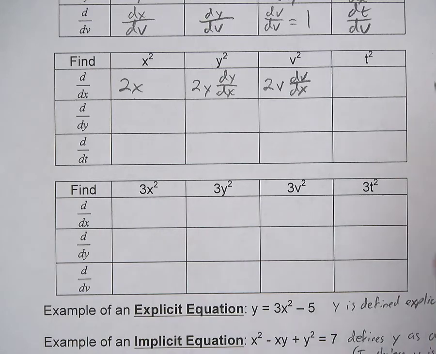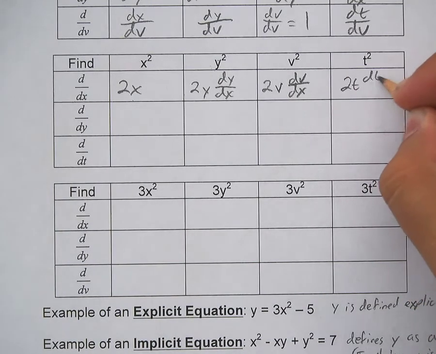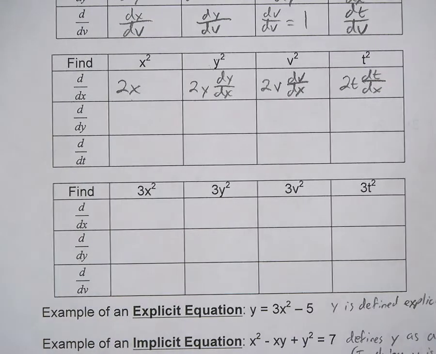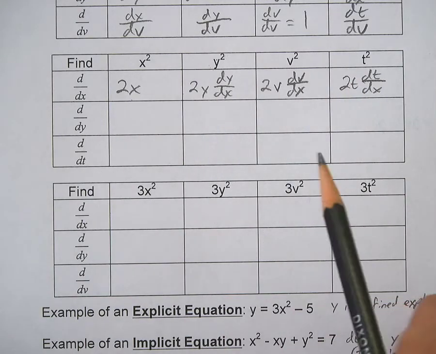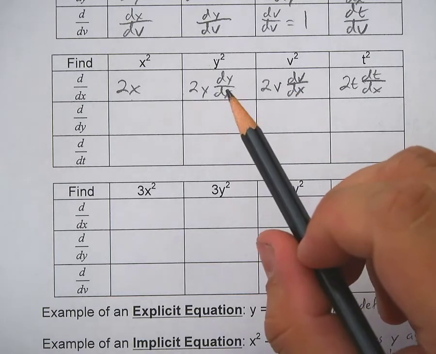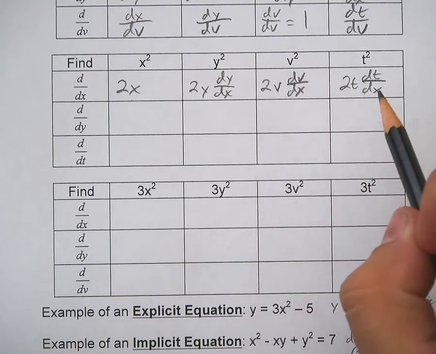Right? And the derivative of t squared is going to be 2t dt dx. So we've got a couple of things going on here. We're taking derivatives with respect to x on this top line. So it's going to be different than what we've been doing in the past, but only in the way that we're adding on a dy dx, dv dx, dt dx.